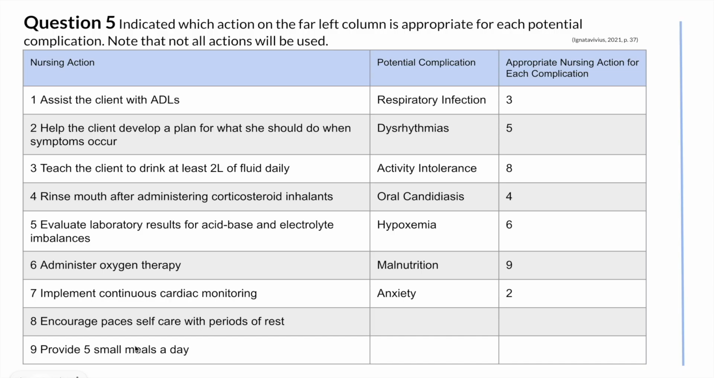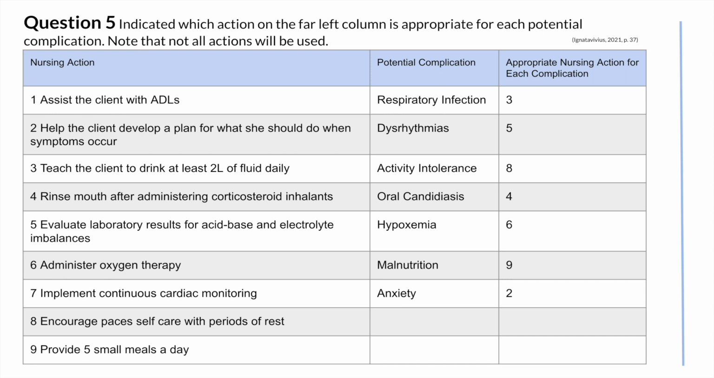Question 5. So we'll go through each here. So starting with respiratory infection, the correct answer here is to teach the client to drink at least 2 liters of fluid daily. Patients with COPD are at increased risk for respiratory infections due to the pulmonary inflammation that leads to that thick and sticky mucus. So that mucus buildup results in more bronchospasms. Hydration helps to thin the secretions so the client can expectorate them and get the mucus out.